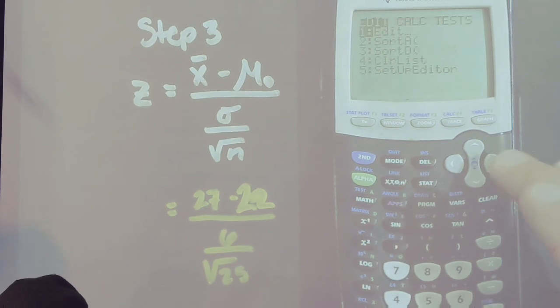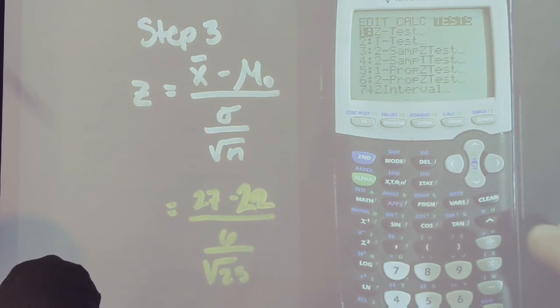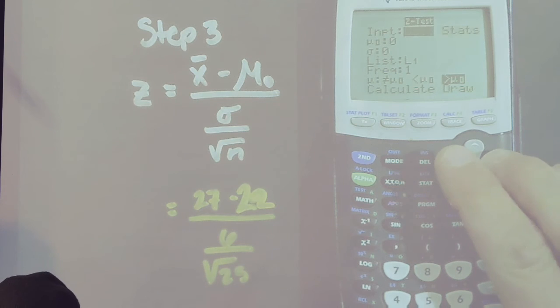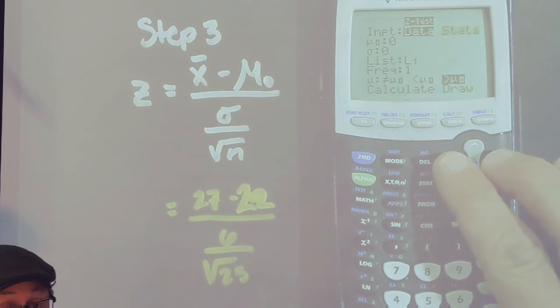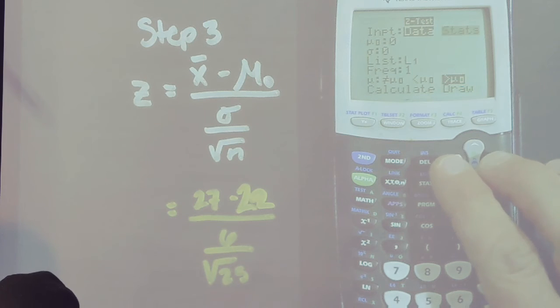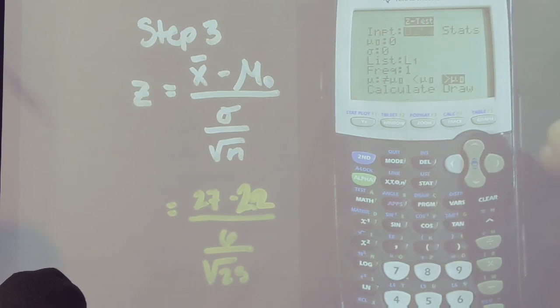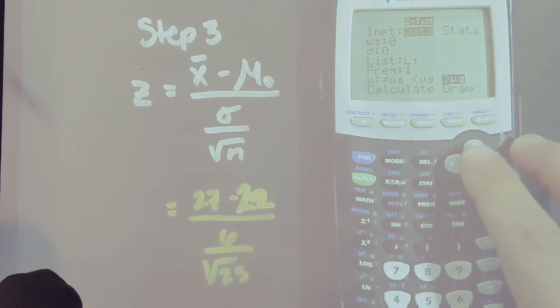So I'm hitting the stat button. I'm going over to tests, and the very top one, the first option, is the z-test right there, and so I'm going to hit enter. And you have choices between data and stats. If you already know the mean and you know the standard deviation and you know your sample size, all that stuff, you can go to stats. I spent a lot of effort putting in the data into my calculator, and so I'm going to use data.